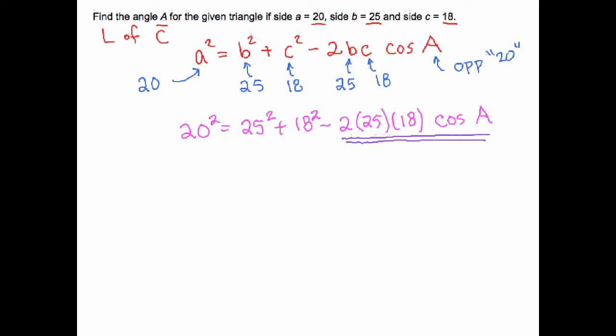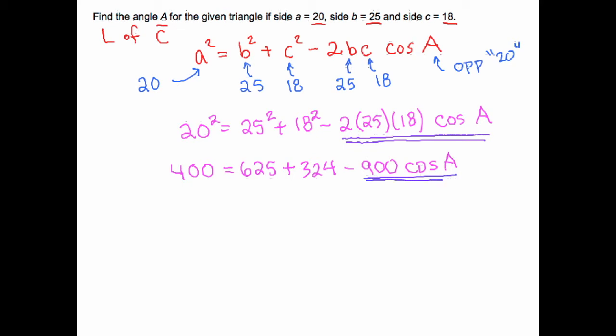How do I do that? Well, I'll start by grabbing numbers. In place of my 20 squared, I'll write 400. In place of 25 squared, I'll write 625. In place of 18 squared, I'll write 324. And if I take twice 25, that's 50, and 50 times 18 is 900. So I'll have 900 cosine of A. And I do want to isolate this negative 900 cosine of A.